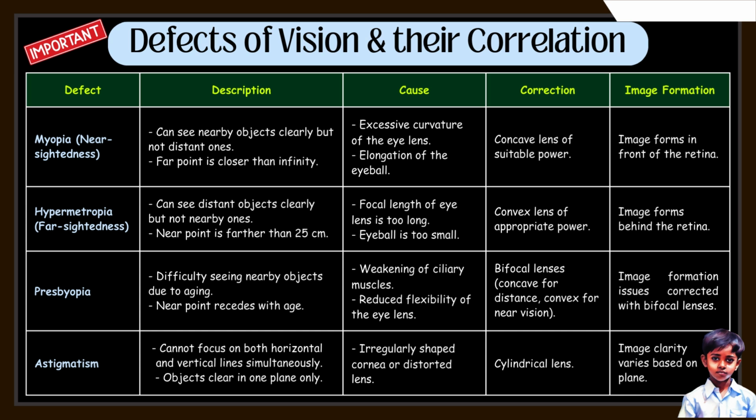So, whether it's reading a book, watching a board from a distance, or dealing with age-related changes, each defect has a clear cause, and science gives us the exact lens to fix it. Understanding these defects helps us appreciate the wonderful design of our eyes and the smart solutions that restore clear vision.